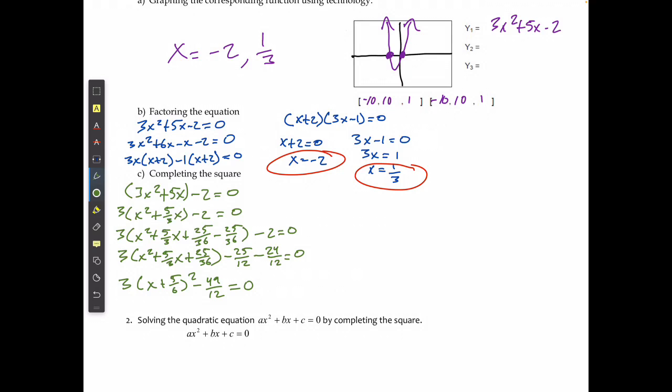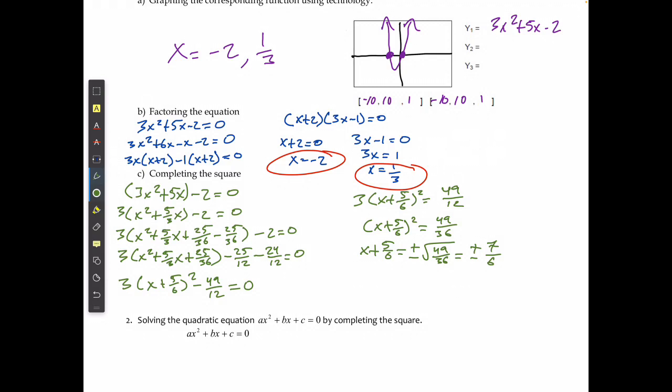So I'm going to move that q value over, 3 times x plus 5 over 6 squared is going to equal positive 49 over 12. Divide both sides by 3. X plus 5 over 6 squared is equal to 49 over 36. When I take the square root, I need to remember to take the positive and negative square root, plus or minus the square root of 49 over 36, or plus or minus 7 over 6, because they're both perfect squares.